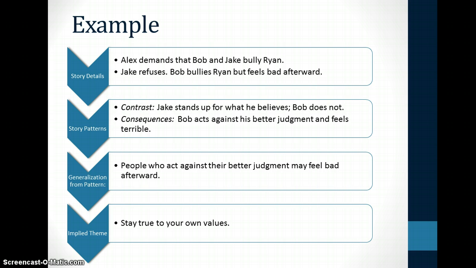Jake stands up for what he believes. Bob does not. So Alex had demanded that the two boys bully him, and Jake says no, he stands up for what he believes in. And Bob does not stand up for what he believes in. He goes ahead and he bullies him, and afterward he feels bad. So the consequence is that Bob acts against his better judgment and feels terrible about it.